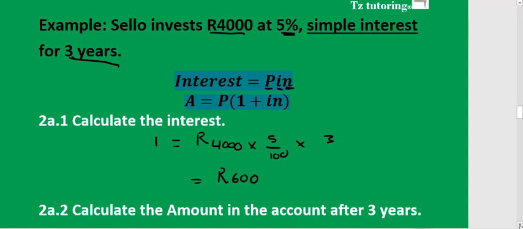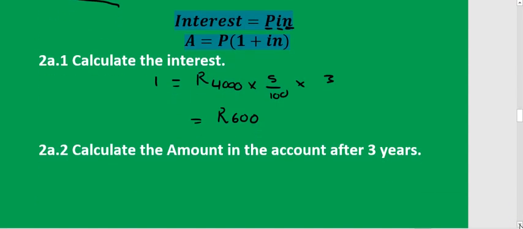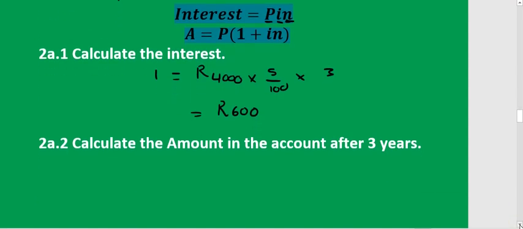All right, so the follow-up question is asking you to then calculate how much is in the account. So we know that Silo is going to receive 600 for 3 years. So he had 4,000 before, and he receives 600. So therefore, after 3 years, he will have 4,600.